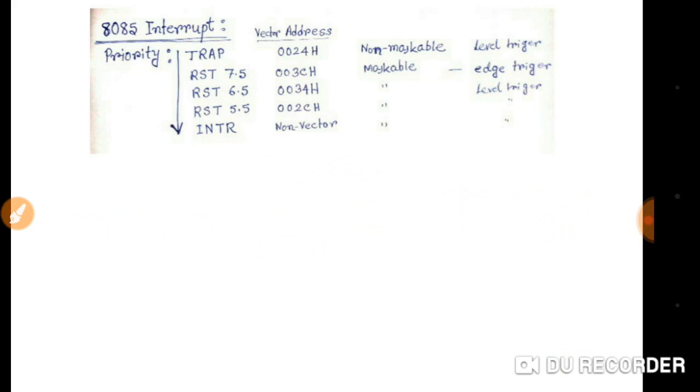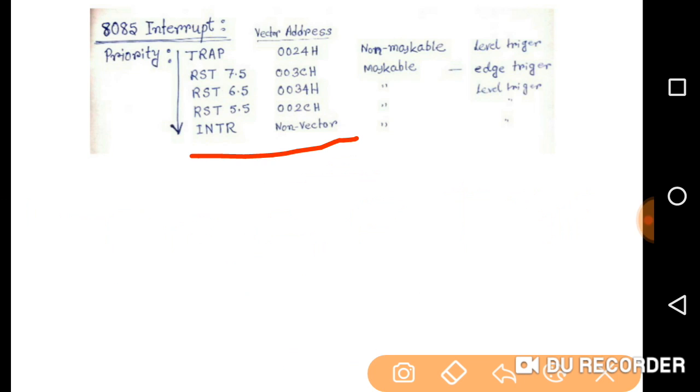Like this, RST 7.5 003CH. These are the vector addresses for the interrupts which are given here. Only INTR is the non-vector interrupt. This interrupt doesn't have any particular location.